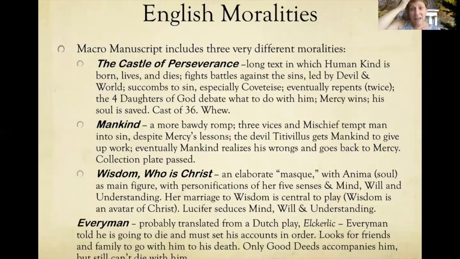Okay, the next one is Mankind, and that's the one that I want you to read. It's shorter, probably about 40 minutes to perform. It's much more raucous and bawdy and funny, and it features three vices who are not named after the seven deadly sins. They're amalgams of sins. Mischief is a whole series of characters who are there to tempt Mankind, who's a good little farmer trying to farm, into going and having fun. That's the premise for Mankind.